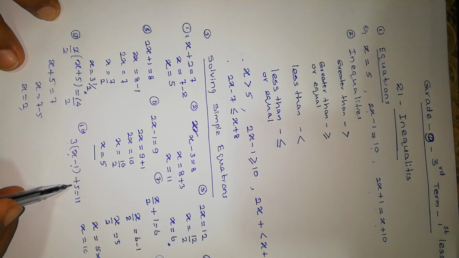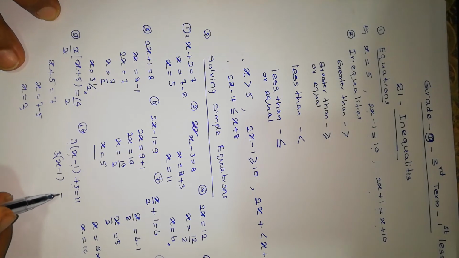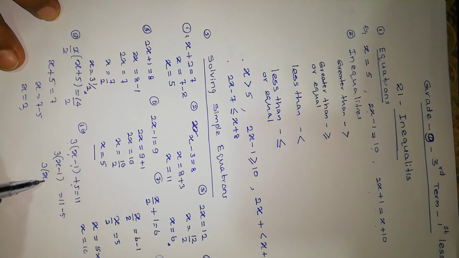First you need to cancel, children, the positive 5. To cancel positive 5, you have to move this positive 5 from left to right. Then write the remaining terms. 3 times x minus 1 equals 11 minus 5. Then 3 times x minus 1 equals 6. Now divide both sides by 3. Then you will get x minus 1 equals 2. Then x equals 2 plus 1, x equals 3.